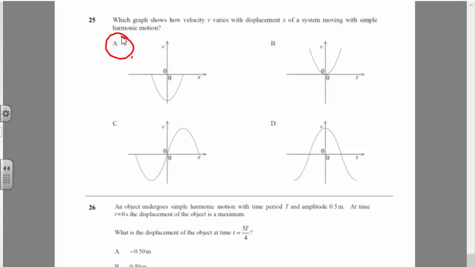But in C, the velocity is also 0 when it's going through equilibrium, which is not the case, so it can't be that one. In this one, the velocity is not 0 at the greatest displacement, so it can't be that one. And the same with B. With B, the velocity is really big at the extreme position, so it's 0 at equilibrium, so it can't be that one. It's got to be A.